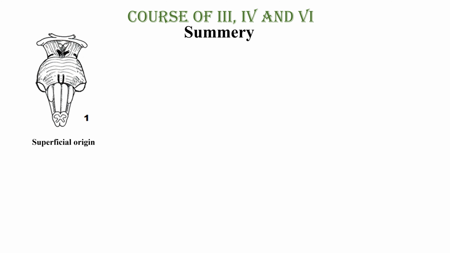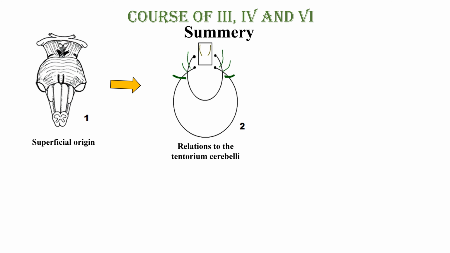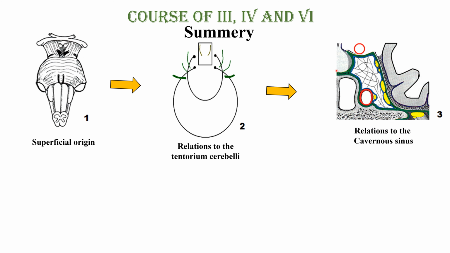superficial origin, as number 1, different parts of the brain stem, the pons and the midbrain. Then going in relation to the tentorium cerebelli, the free border, the attached border, and the clivus. Then going to enter the cavernous sinus, some of them in the lateral wall, the oculomotor, trochlear, and the ophthalmic with the maxillary, and in the cavity, the abducent just lateral to the internal carotid.